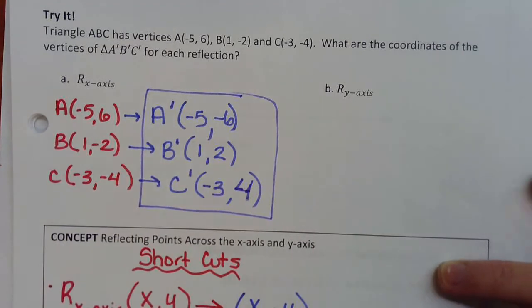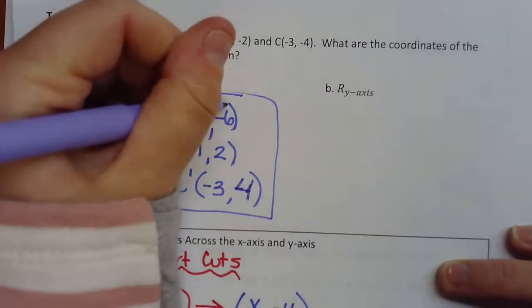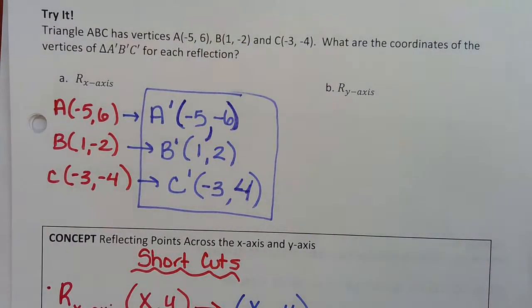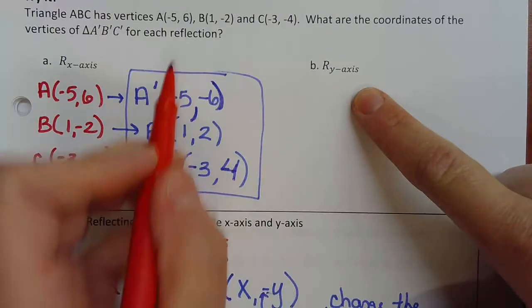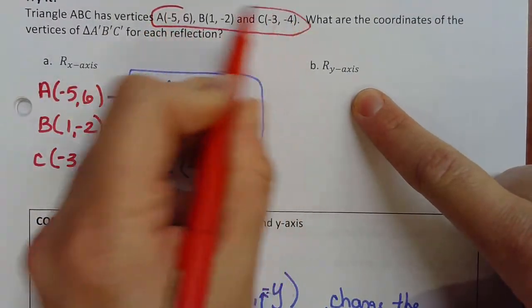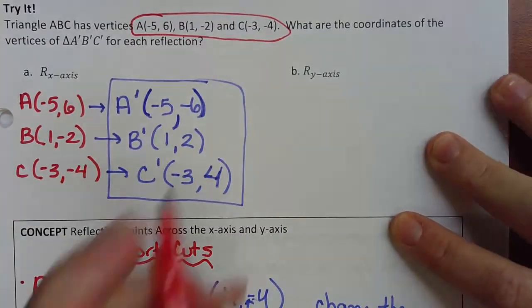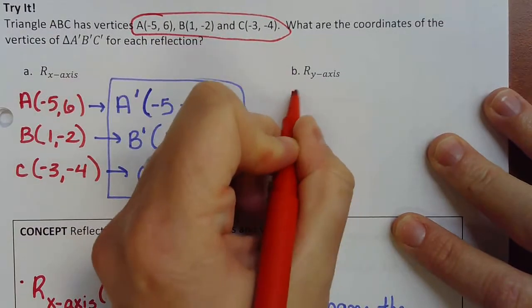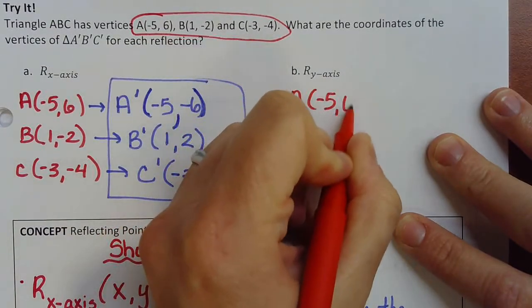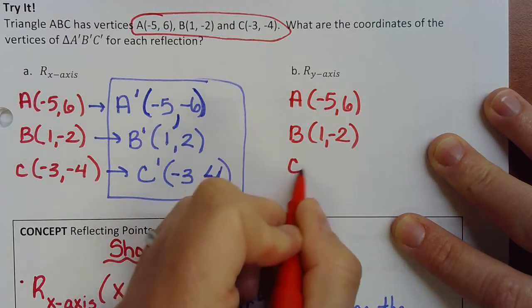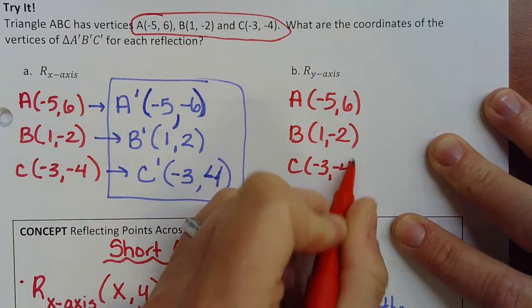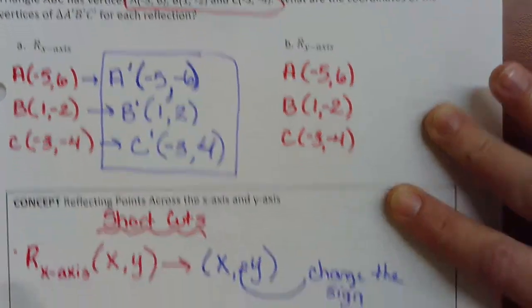These would be my new coordinates. Your answers today are going to be coordinates. You need to have parentheses. You need to have a comma. Don't put any spaces in between, but that's what you need to be looking for. So let's take the original points and do part B. We're going to take -5, 6, 1, -2, and -3, -4, and we're going to reflect it over the y-axis.